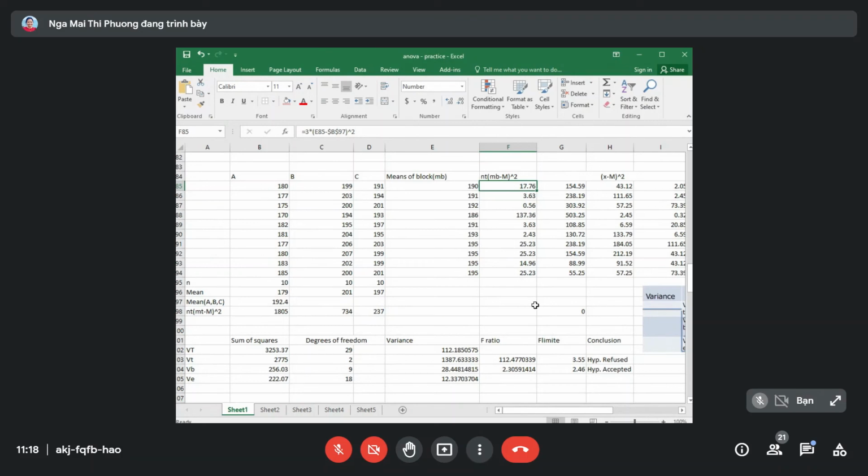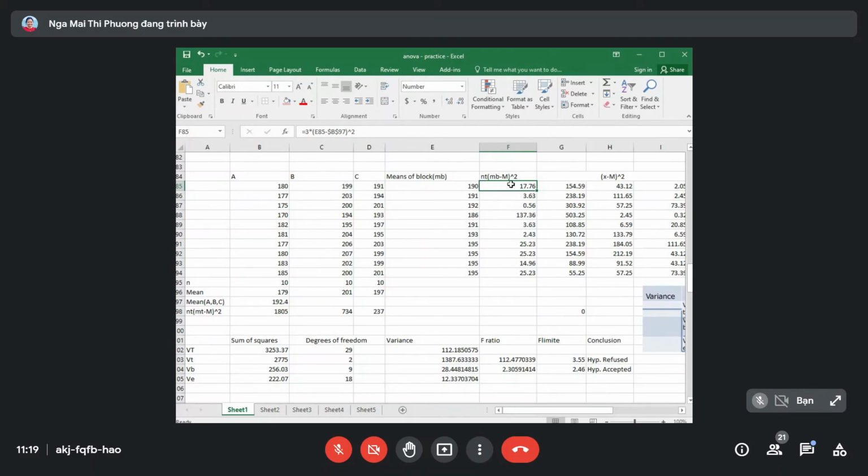So look at the equation of V variant blocks. We need to calculate the upper part of the equation. So it's NT multiplied by MB minus big M square. So how do we calculate it? NT is 3. Here you see you have 10 blocks, and in each block you have 3 levels: level A, level B, level C. So NT here is 3.